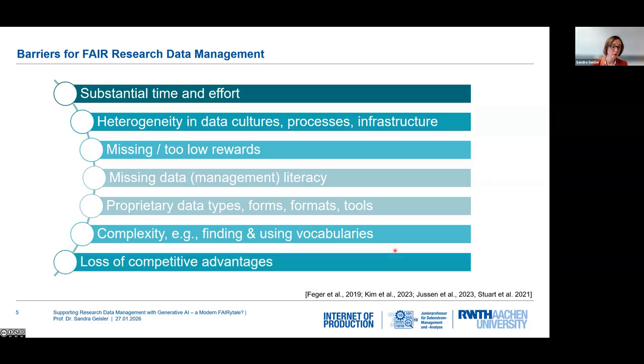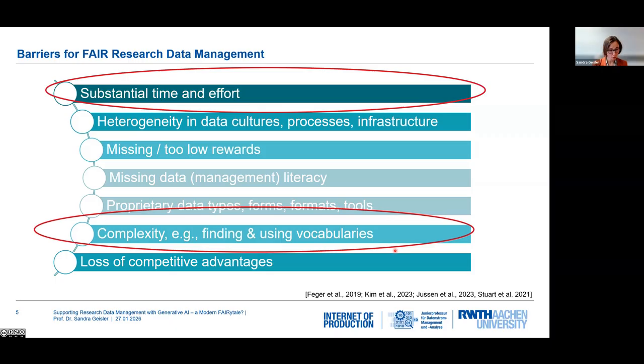And often also the loss of competitive advantages, that data is not shared because people fear that someone is taking the fruit of their work and doing even fancier research on top of it. So for us, the most severe problems, as said by the researchers, the most pressing problems they have in research data management, are time and effort and the complexity.